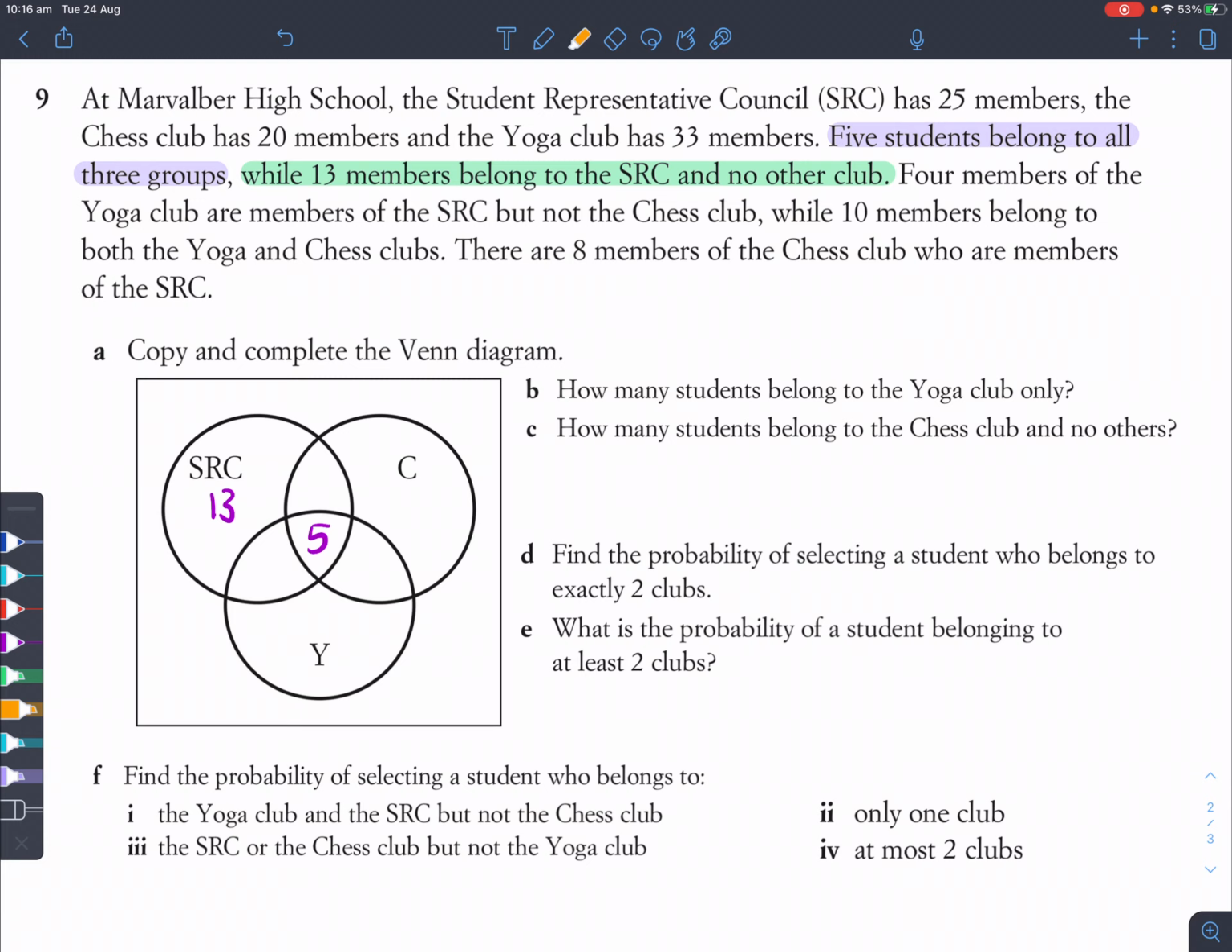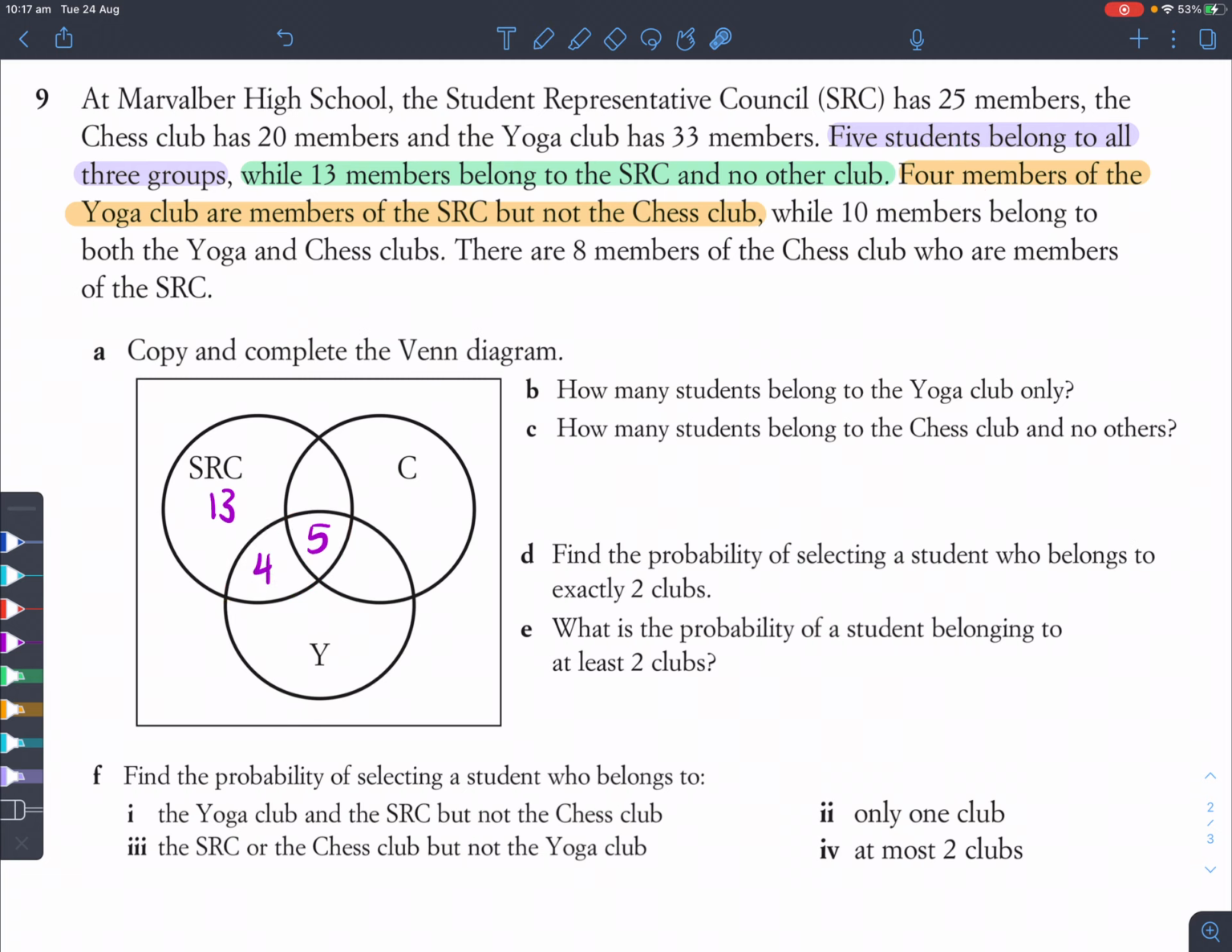Okay, let's read the next part. 4 members of the yoga club are members of the SRC, but not the chess club. So let's have a look at the yoga club. So yoga club's here, and these 4 members are members of the yoga club, and they are members of the SRC, but not the chess club. So we're looking at the intersection of yoga and SRC, which is this part. But out of this part here, these people that they're talking about are not part of the chess club, so not this one here. So that means we're looking at this space, and we're going to put the number 4 there.